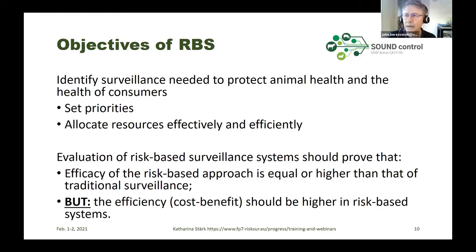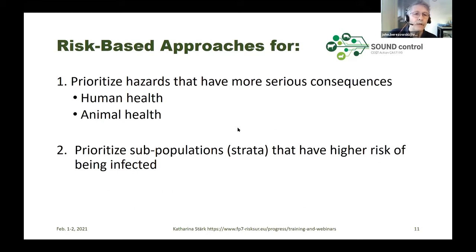So if we were going to evaluate a risk-based surveillance component, we would expect that it would be as good as or better than traditional surveillance in terms of efficacy. That is, the information that's produced would be of the same or higher quality, but the efficiency would be better. There's no point in doing risk-based surveillance if it costs more than regular surveillance. So the idea behind risk-based surveillance is to reduce the costs of surveillance.